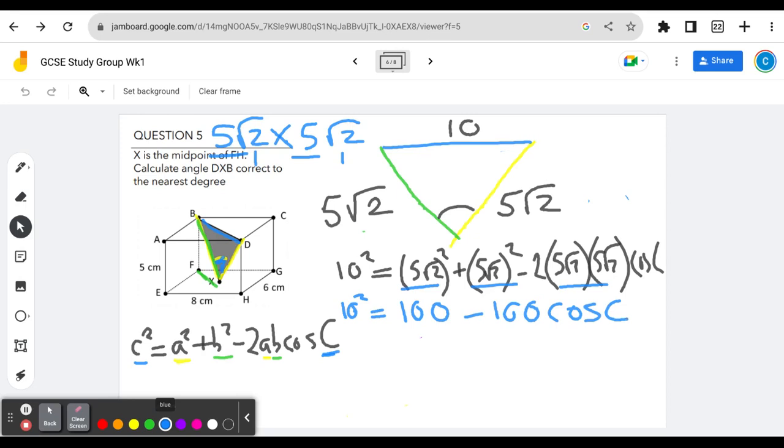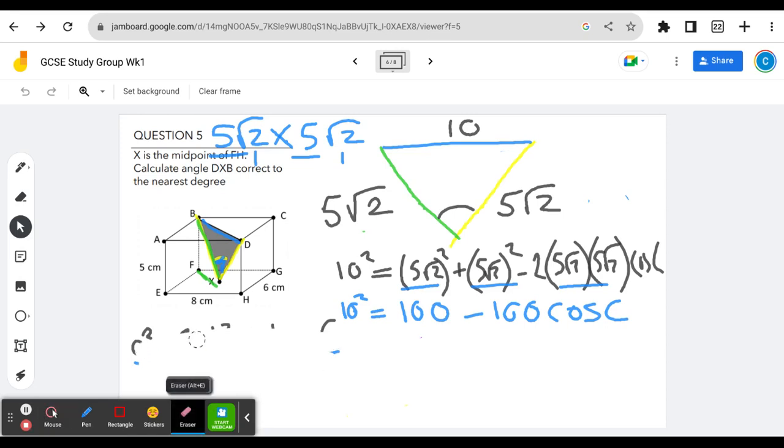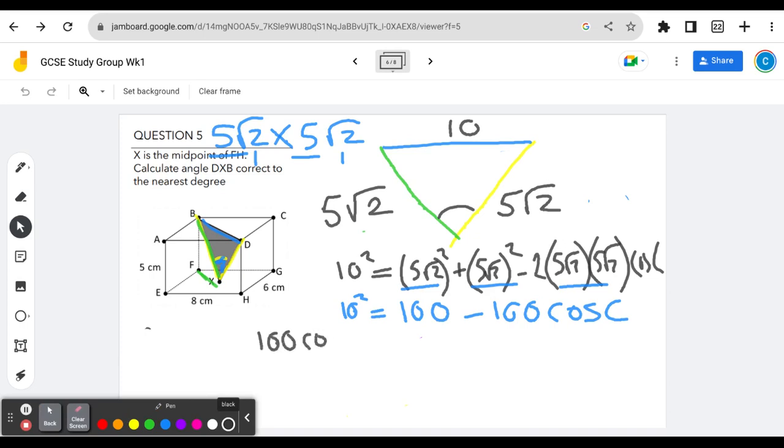So I'm going to bring everything to one side. I'll just rub this part out just to make some space. There we go. So bringing the 100 cos C to the other side to make it positive. And then I'm going to bring the other 100 over, which is 10 squared. Just take away 10 squared. I've left it as 10 squared so you can see it. That's 100 take away 100 is 0. So we have cos C equals 0 divided by 100.